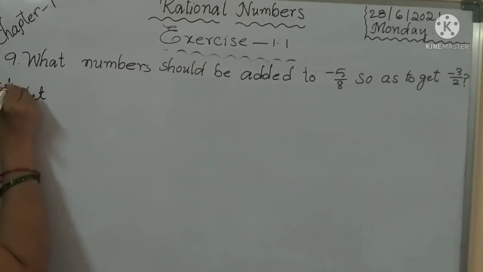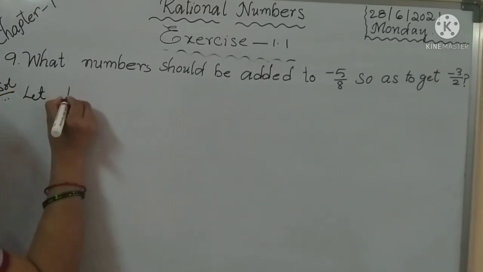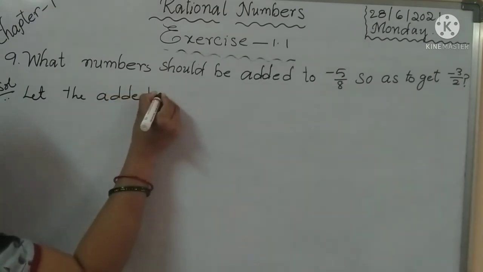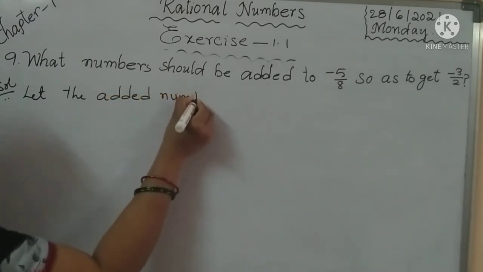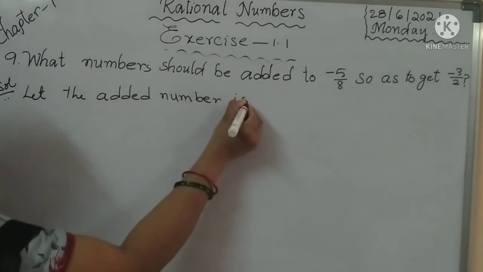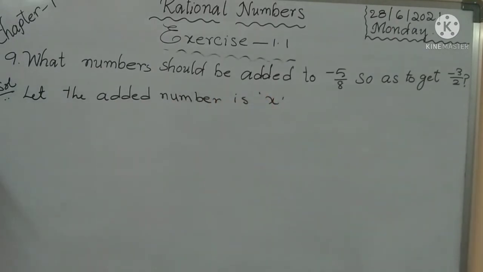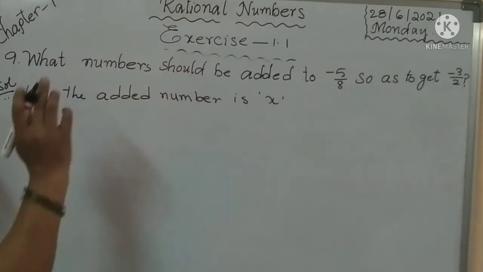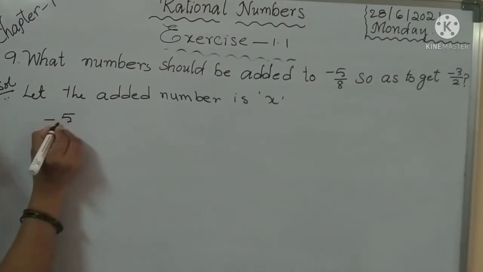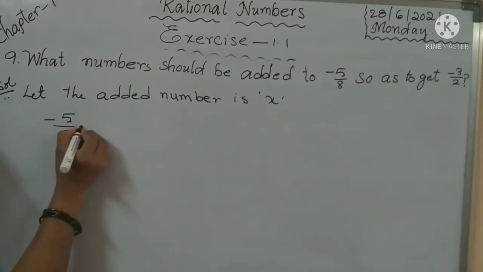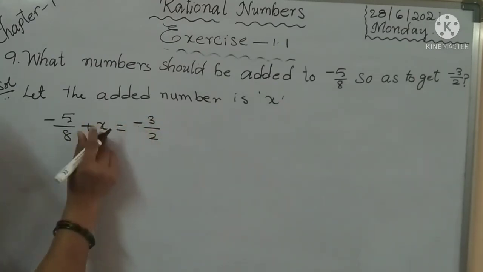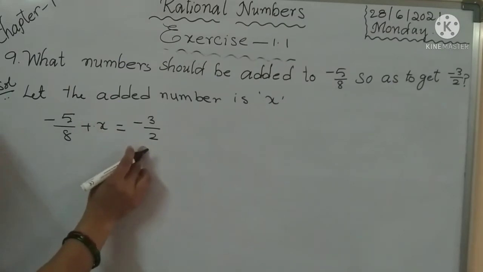Solution. Let the added number be x. We will get minus 3 by 2. So here write the equation. What number should be added to minus 5 by 8? So write the equation: minus 5 by 8, the added number is x, we will get minus 3 by 2. So here which number is added to get the answer minus 3 by 2, we will find.